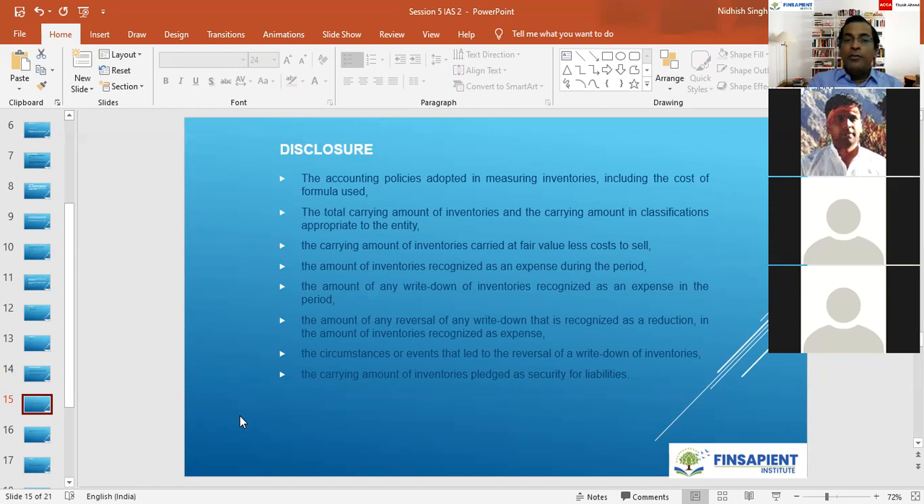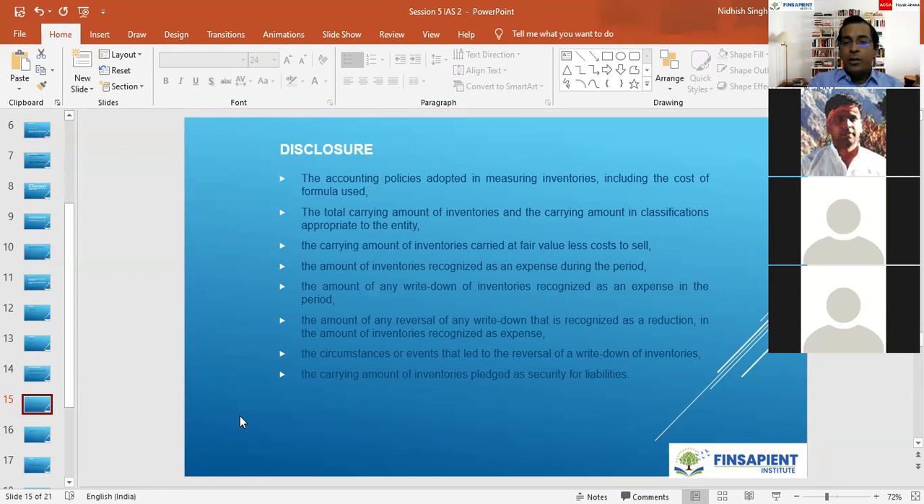Then the amount of inventory recognized as expense during the period. Why? Because if there is any write down, that will be an expense. Also, we need to showcase how much was capitalized during the year, and how much of the expenses on the inventory was related to expense. Basically, if there is any admin cost or wastage or charges for the storeroom, that is not going to be capitalized, so that will be reflected as expense.